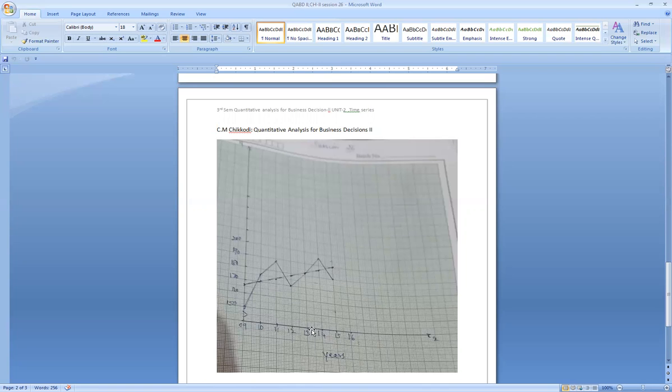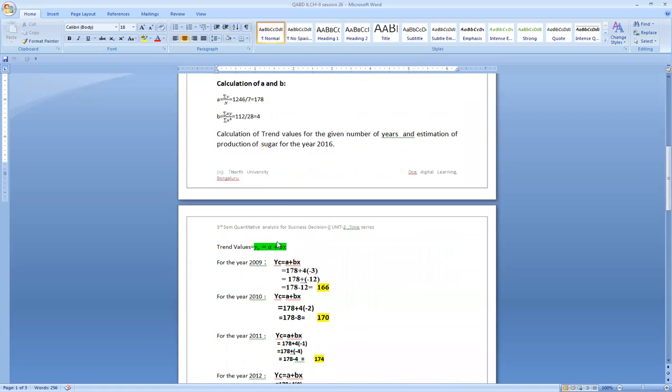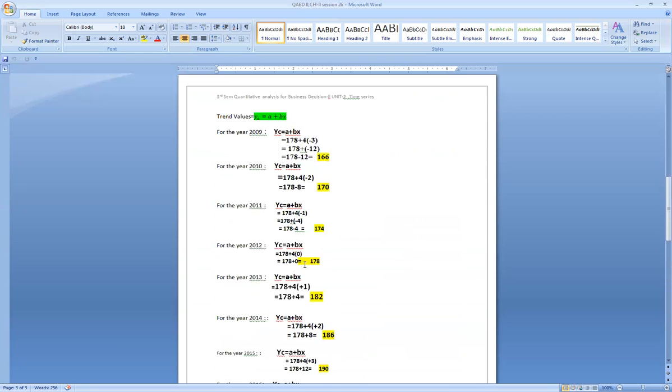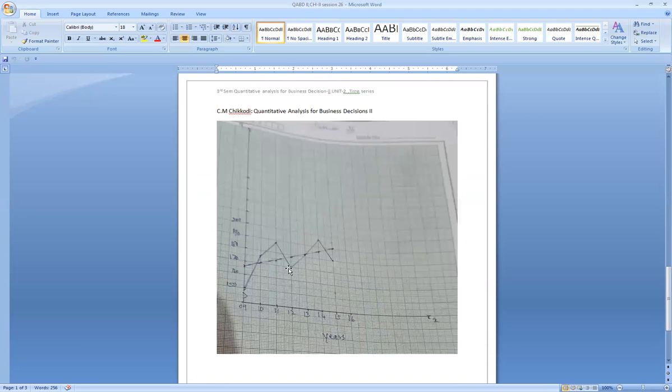Then for 2013 we should see what is the actual value. It is 182. After 180 we should go for plus 2 small boxes. Then 2013 will be 182. Then 2014 will be 196. 2015 will be 180. So the zigzag line that we are going to show will be the actual line.